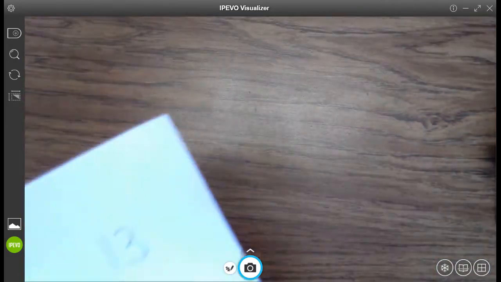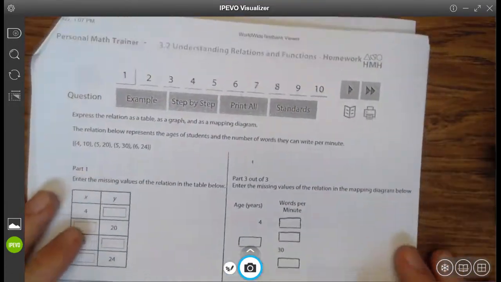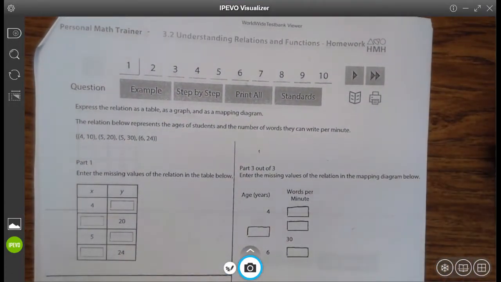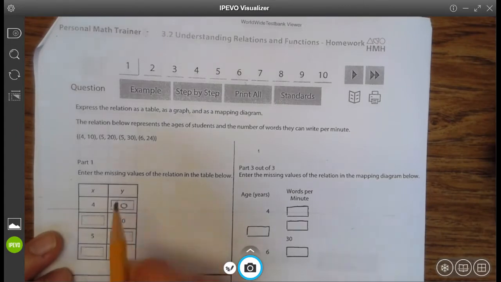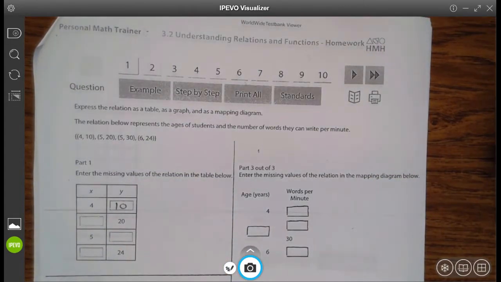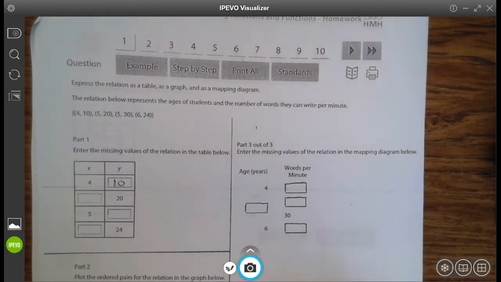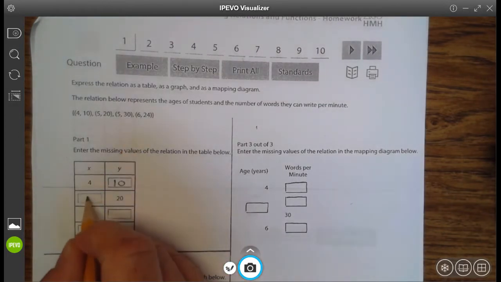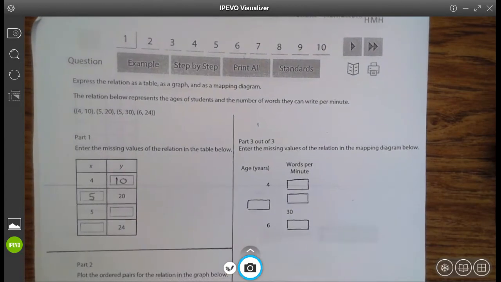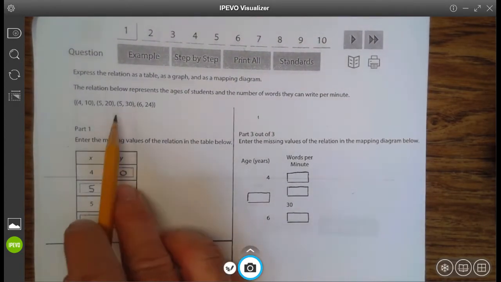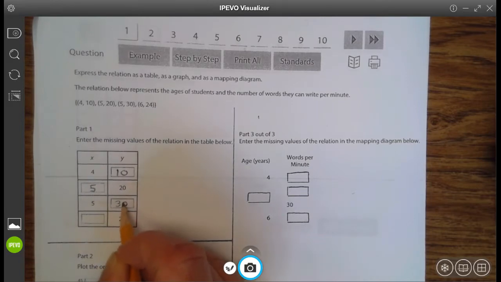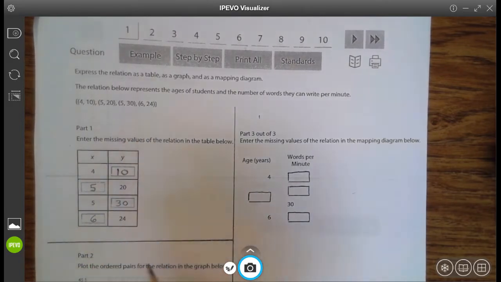All right, let's take a look at example 1. Express the relation as a table, as a graph, and as a mapping diagram. The relationship below represents the ages of students and the number of words they can write per minute. So you have 4, 10. The next point is 5, 20. And then the next is 5, 30. And then the last point is 6, 24. All right, go and complete the table.